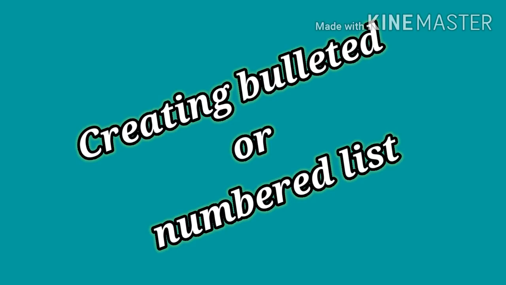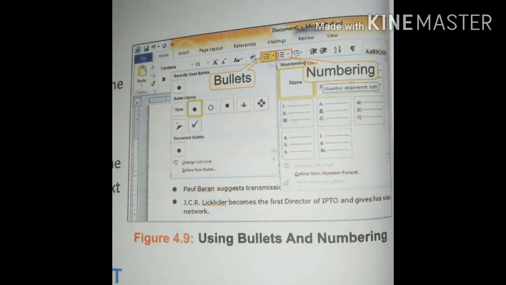Next one is creating a bulleted or numbered list. We can make changes in a document by using bullets and numbers. A bullet is a small graphic symbol that indicates items in a list.